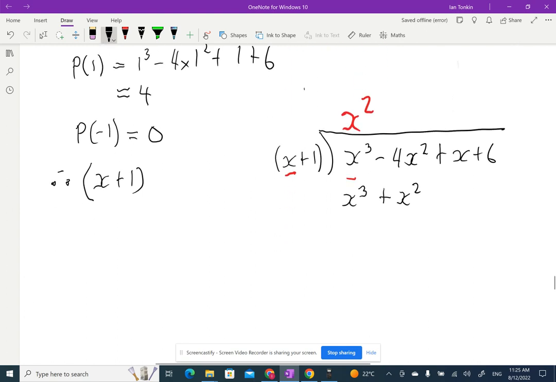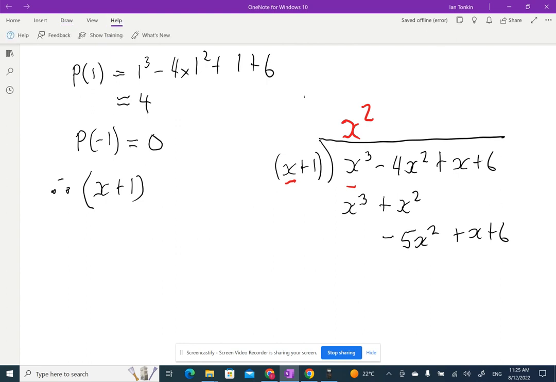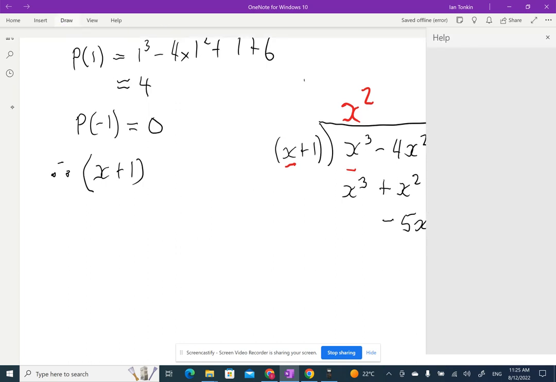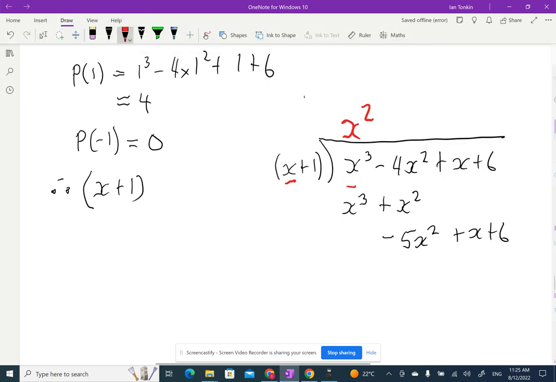I now do my subtraction. X cubed by x cubed, that goes. Minus 4x squared minus x squared is minus 5x squared. And then the x and the 6 just drop down underneath because they're subtracting 0. All right, so now how do I make the leading term look like minus 5x squared? Well, I multiply by minus 5x.